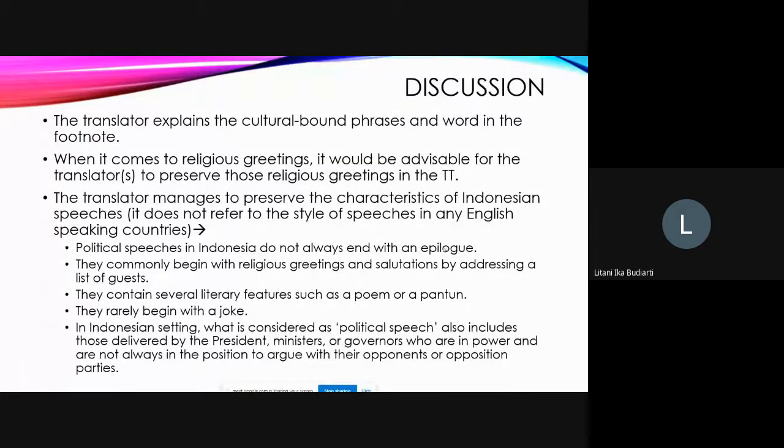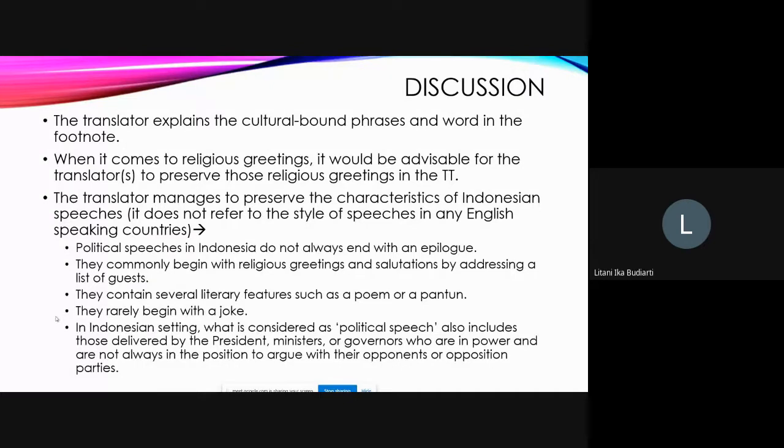So here we have a special text genre in speeches, and these are the characteristics of Indonesian speeches. Political speeches in Indonesia do not always end with an epilogue. They commonly begin with religious greetings and salutation, addressing a list of guests. This is uncommon for speeches outside Indonesia. Usually, political speeches in Indonesia also contain several literary features such as a poem or a pantun, and they rarely begin with a joke.